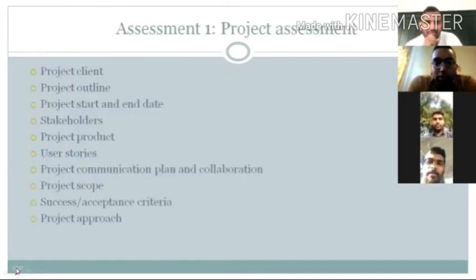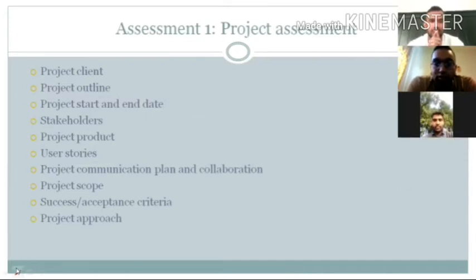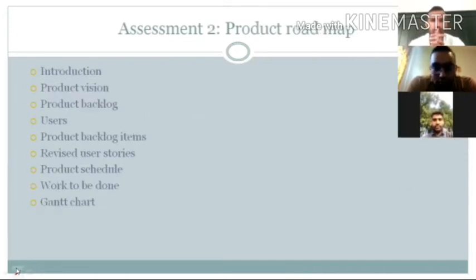In assessment one, the project assessment, we have many things: project client, project outline, project start and end date, then stakeholders. Furthermore, project products, user stories, project scope, success criteria, project approach. Next slide, please. And in the project roadmap, we have done introduction, product vision, product backlog users, product backlog items, revised user story, product schedule, work to be done, and Gantt chart. Next slide, please.